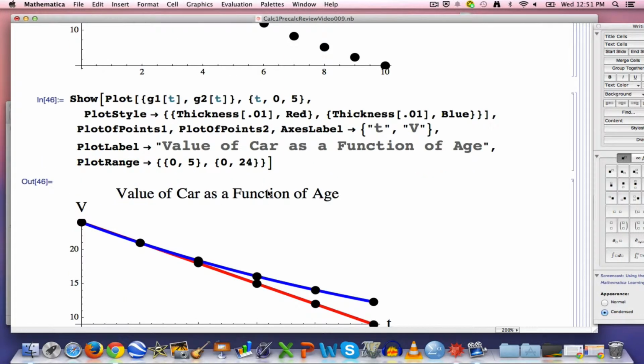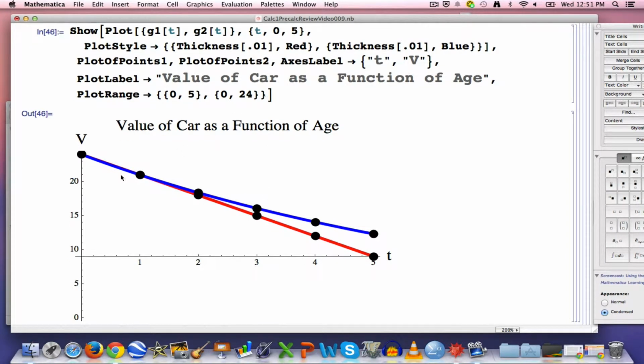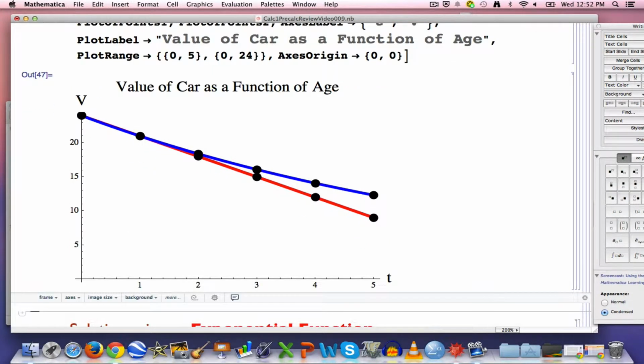What kind of graph do we get? Here we go. It is a little odd sometimes Mathematica doesn't put the origin where it should be. I'll put AxesOrigin arrow {0, 0} in here to put the origin where it should be. There's our 2 graphs of the value of the car as functions of time. The red graph is linear, it's straight. The blue graph is exponential decay.